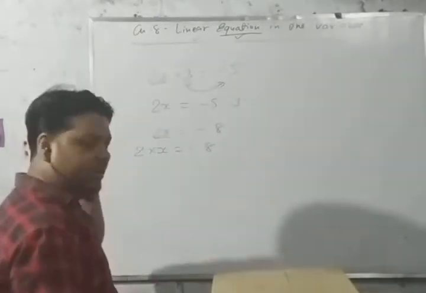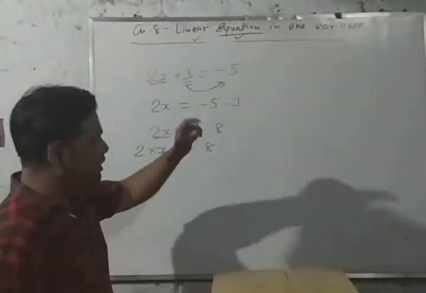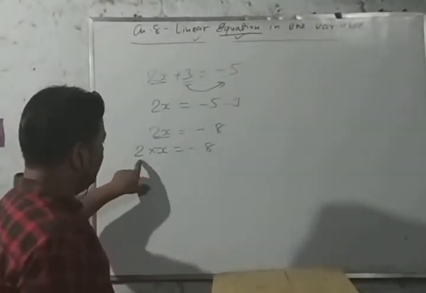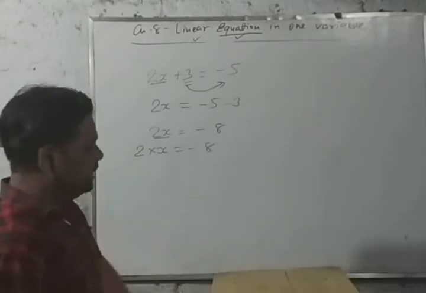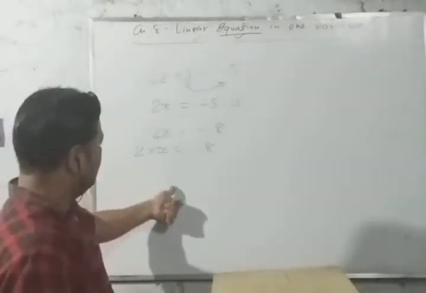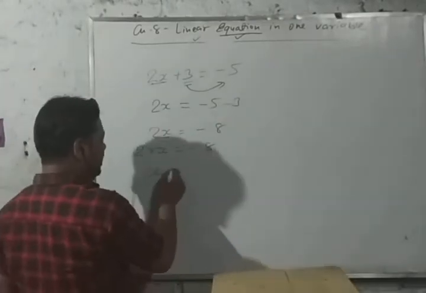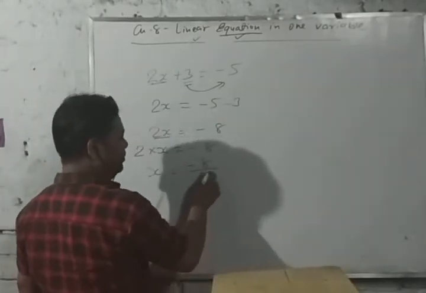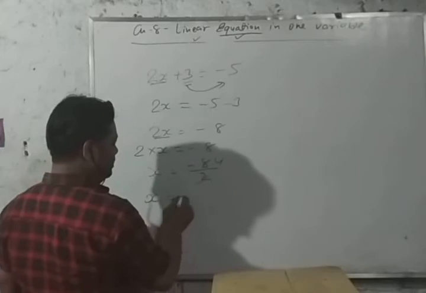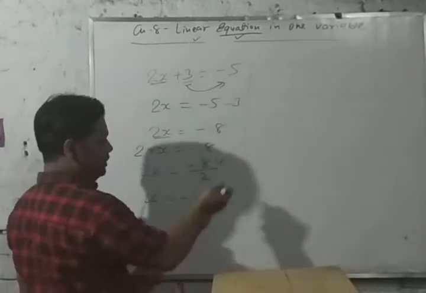Now again we will take that constant term 2 to that side also. Here the multiplication of the constant term and the variable is given, so 2 will go that side in divisible form. So by 2, then 2 4s are 8. x is equal to minus 4. So this will be our answer.